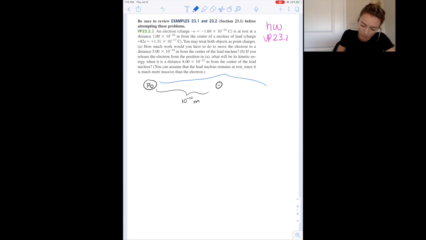So we'll call this point B. So this is point A. And this now is 5 times 10 to the negative 10 meters. Okay, and then the lead nucleus has a plus charge of 82 electron charges because it's got 82 protons in it. All right, so how much work would you have to do to move the electron?